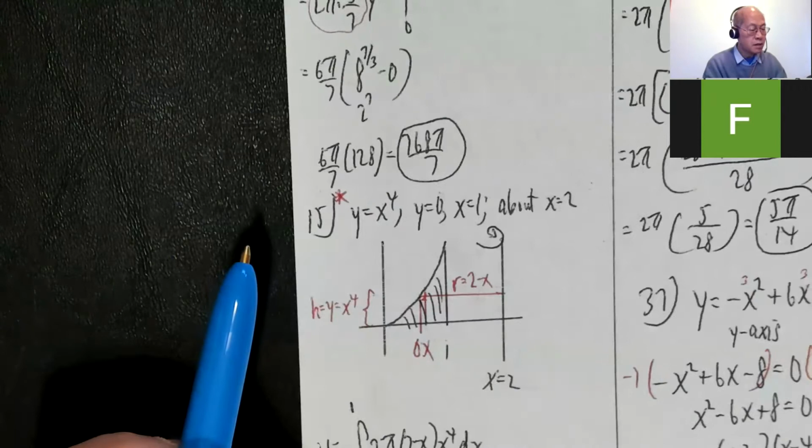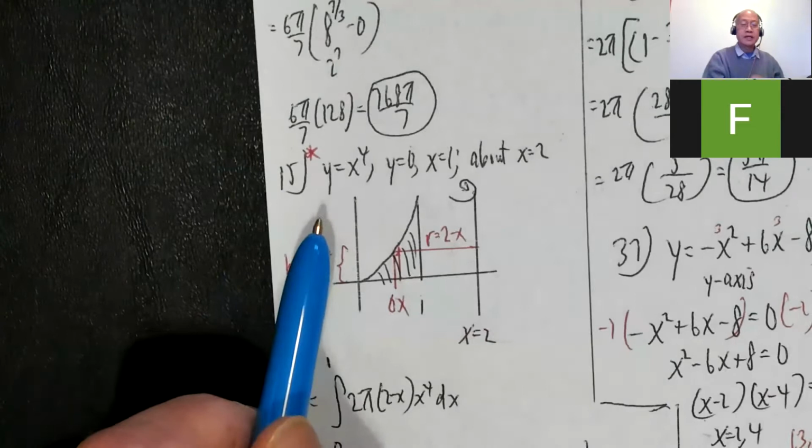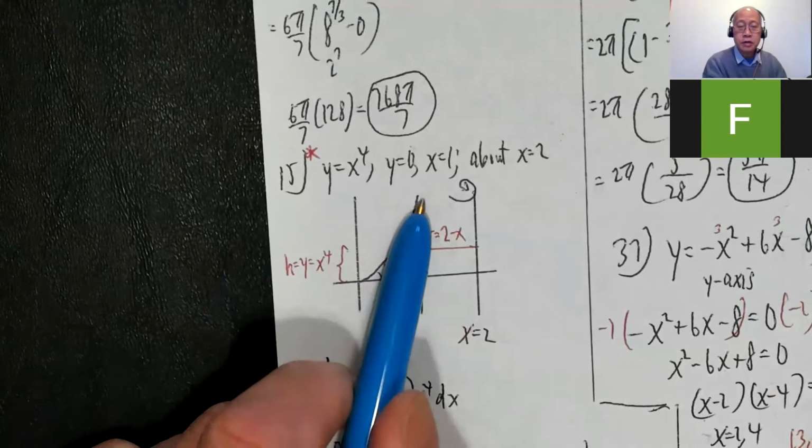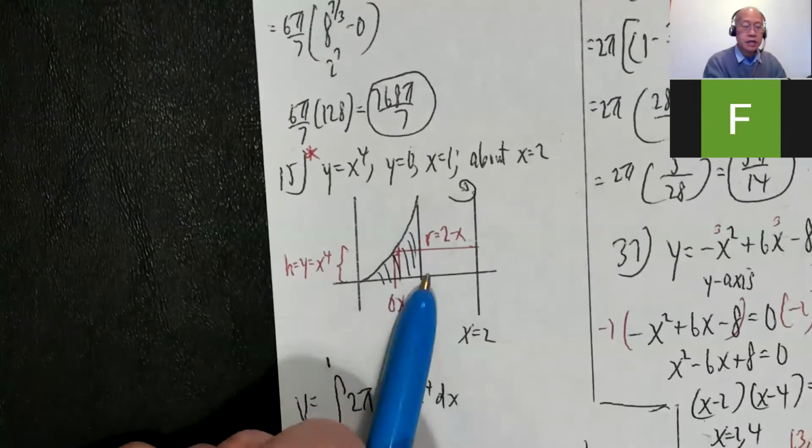Okay, this one I call 15 star. Again, it's not one of the problems in this book. It's from the previous edition. Y equals x to the 4th, bounded by y equals 0. Y equals 0 is the x-axis. X equals 1. So this thing spins about x equals 2.